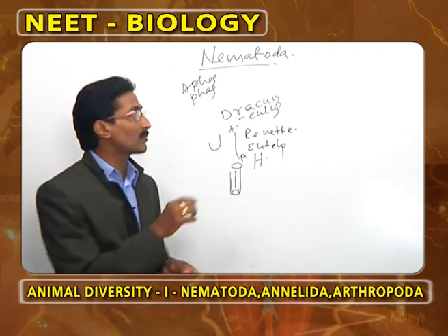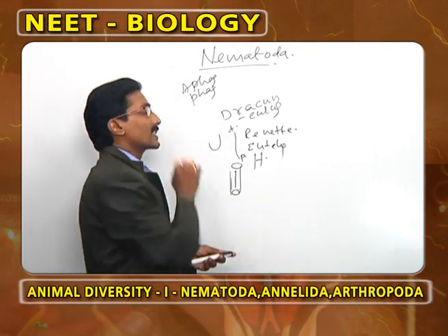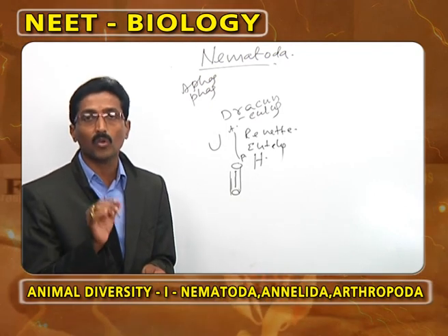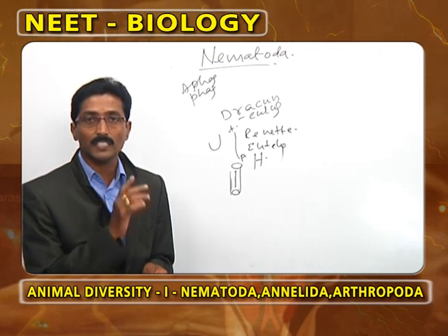One best example for the Aphasmidia is Trichinella. What about the Phasmidia? In the Aphasmidia, amphids are present but they are pore-like. In the Phasmidia, what are present? The well-developed phasmids are present.